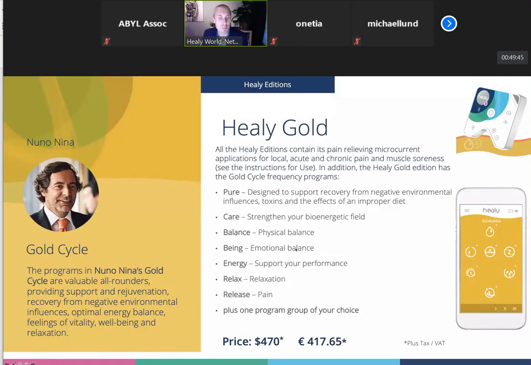The most basic version we have is $470 plus tax. So you have the Healy Gold with all those 7 gold cycle programs, and you can get 1 extra program group of your choice. If you want to have another program, you can buy that, no problem. You can buy each program individually if you want.